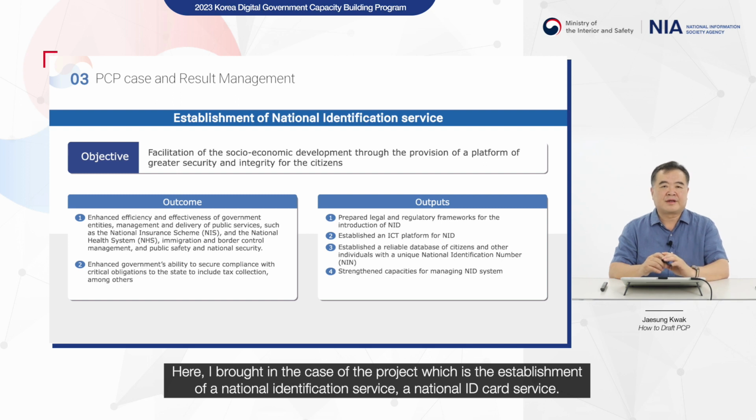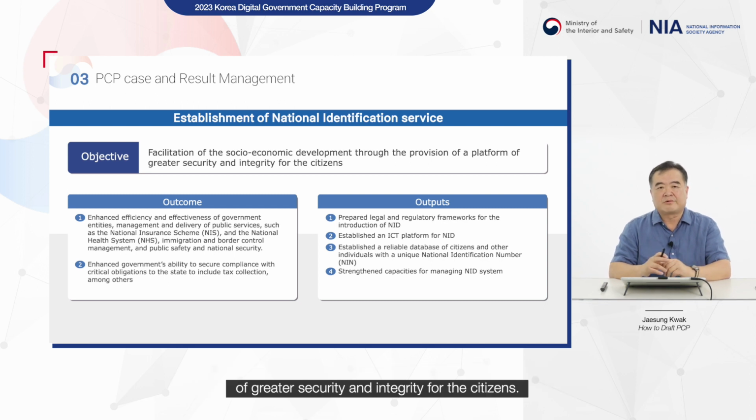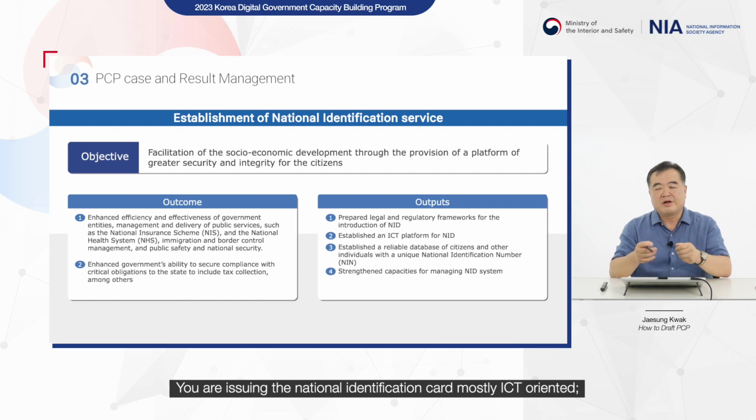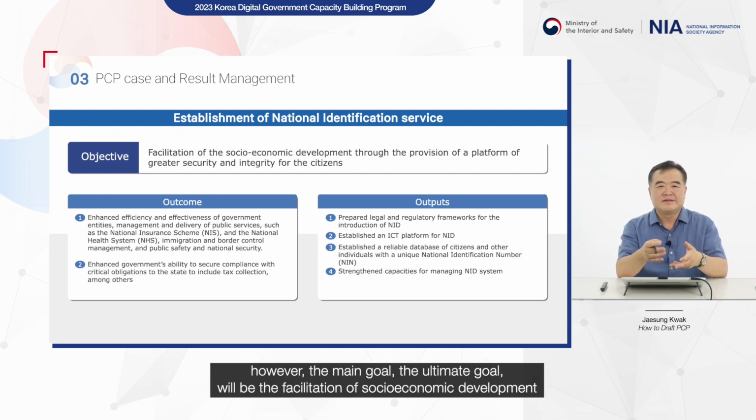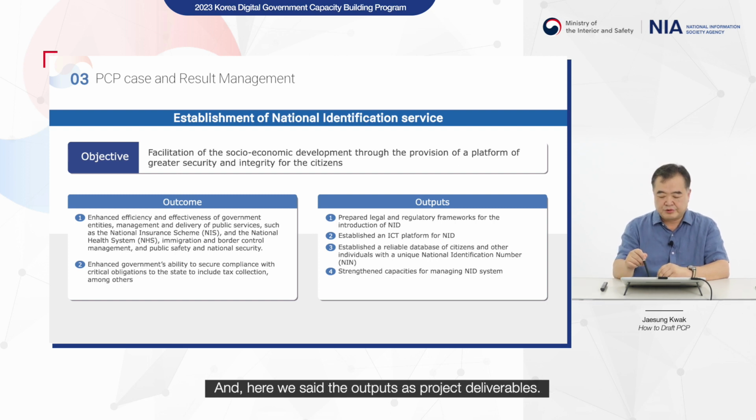Here I brought in the case of a project, which is the establishment of the National Identification Service, National ID Card Service. The ultimate objective of this project is the facilitation of socioeconomic development through the provision of a platform of greater security and integrity for the citizens. You are issuing the national identification card, mostly ICT oriented. However, the main, ultimate goal will be the facilitation of socioeconomic development by making your society have greater security and integrity. And here we set the outputs as project deliverables.